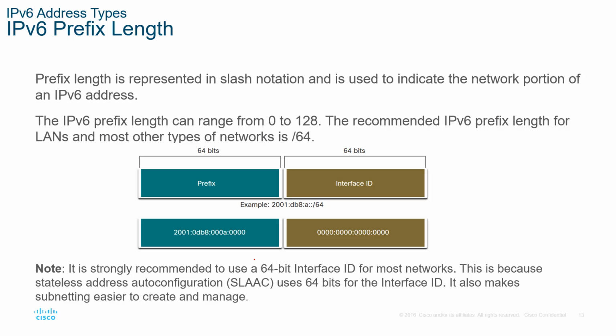It is strongly recommended that for most networks we use 64-bit interface IDs. This is basically done because SLAAC, stateless address autoconfiguration, will use 64 bits for the interface ID. Makes it a little easier. Also it splits the addressing in half. So the first 64 bits will be given to the network portion.